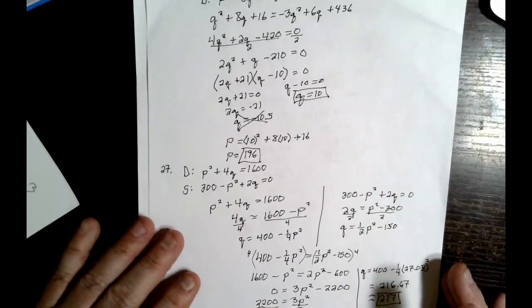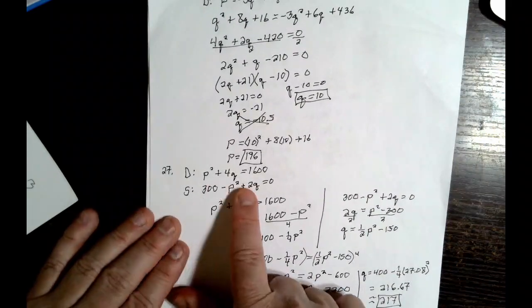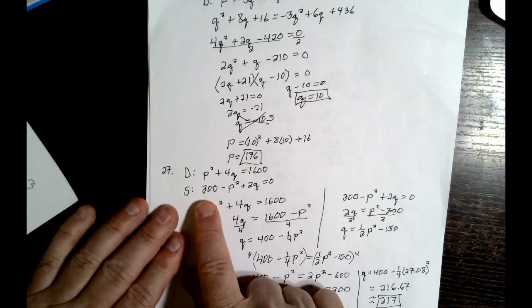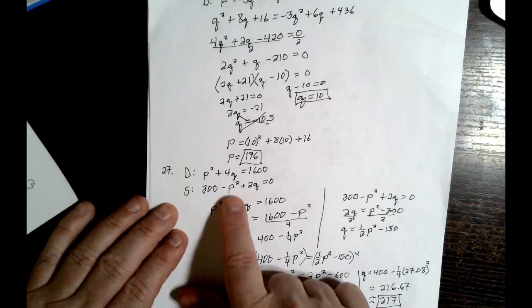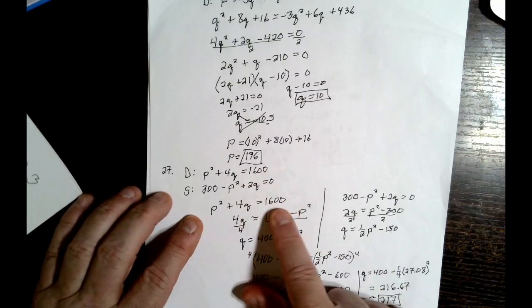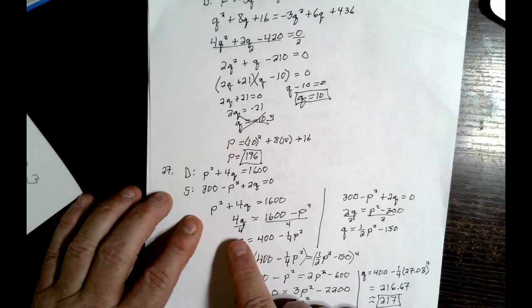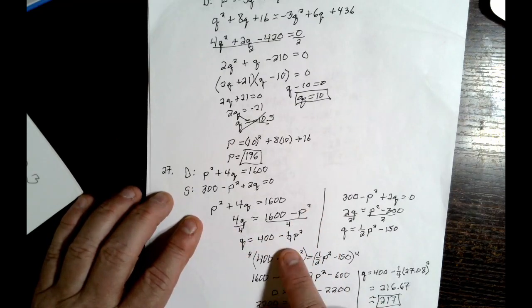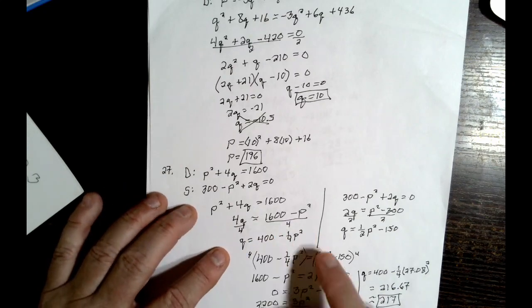And they do the same thing here with D. D is harder, or 27 is harder because you got all these P squareds in there. So I solved each one for Q. So I take the first one, demand, and I bring the P squared to the right, then I divide by 4, and I get Q equals this guy.